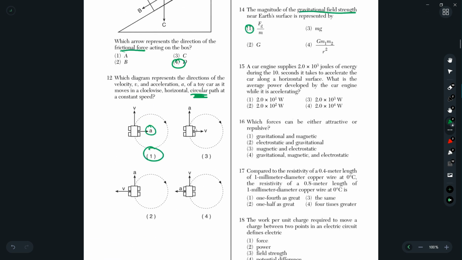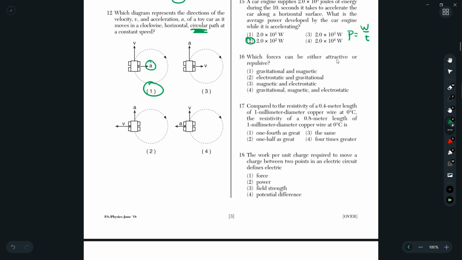All right, a car engine supplies this much energy during 10 seconds. And what's the power? Well, power is work divided by time. So I just need to do that divided by 10, which is going to be 2 times 10 squared. It was 2 times 10 to the third, but I divided by 10, so now it's 2 times 10 squared. Attract or repel. Right, gravity only attracts. Oh, look! Gravity only attracts, so it has to be choice 3.